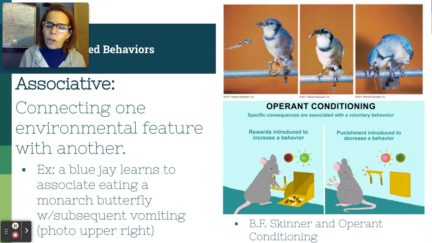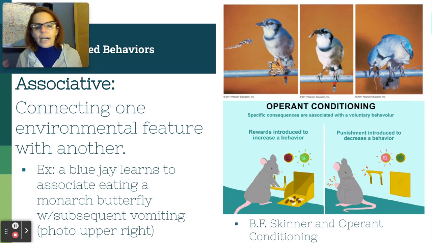But then they can also use a punishment to decrease the behavior. So if they push down on the lever, it shocks them. So then they stop doing that behavior. So it's a way of them connecting, associating either good things happening when they push down or bad things happening when they push down.